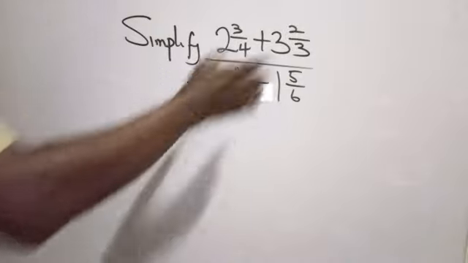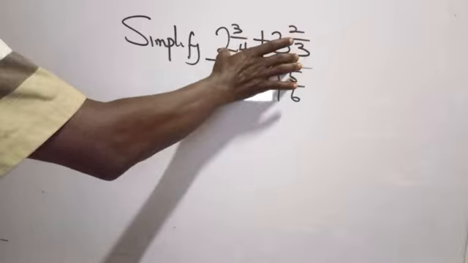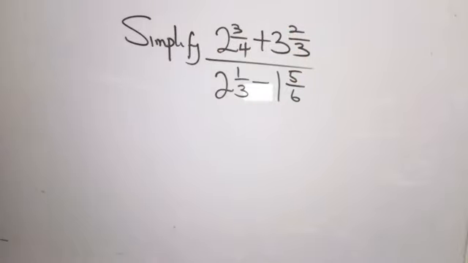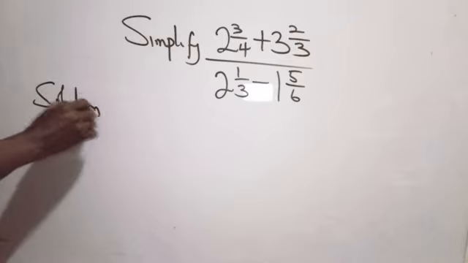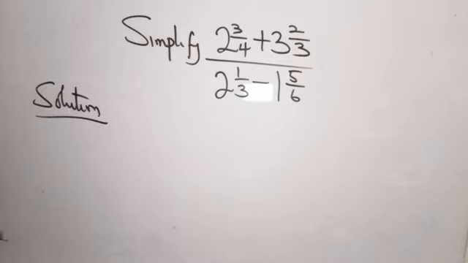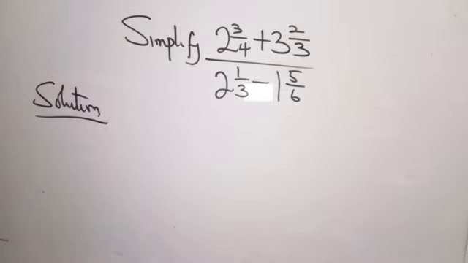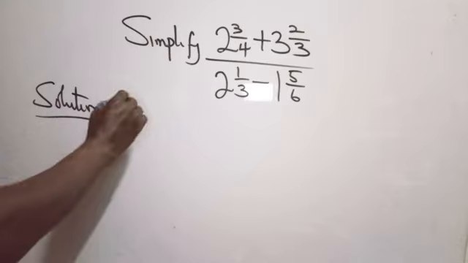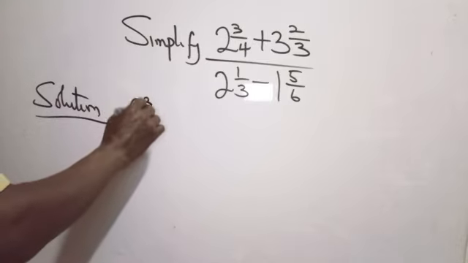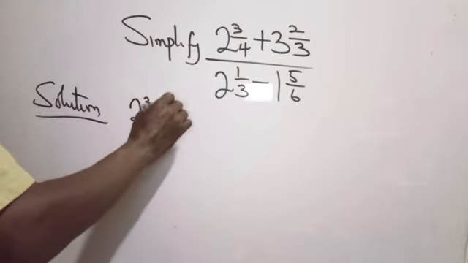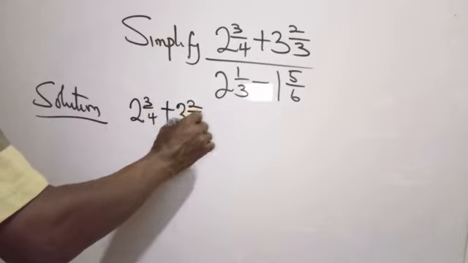So we want to divide the upper fraction by this. Now let us look at how this could be done carefully. Let's be attentive. We can start with the upper layer of the fraction. Now we write 2 whole number 3 over 4 plus 3 whole number 2 over 3.